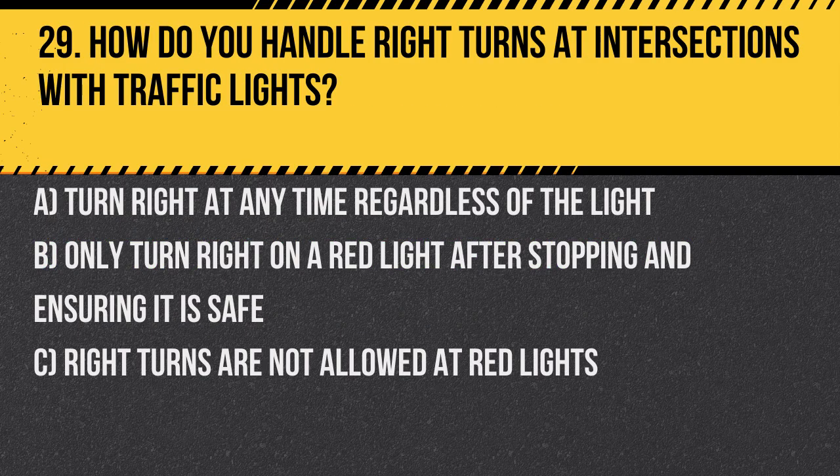Question 29. How do you handle right turns at intersections with traffic lights? A. Turn right at any time regardless of the light. B. Only turn right on a red light after stopping and ensuring it is safe. C. Right turns are not allowed at red lights.